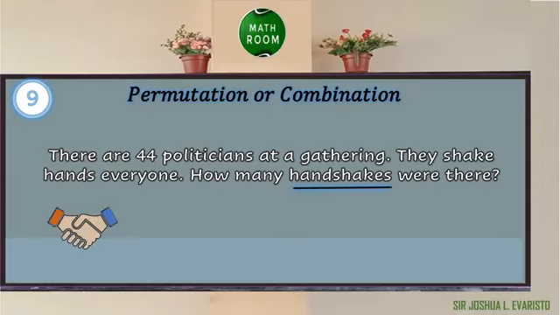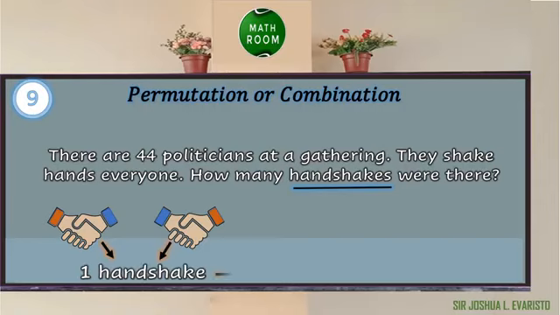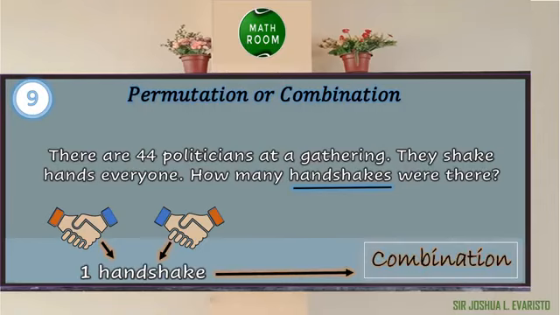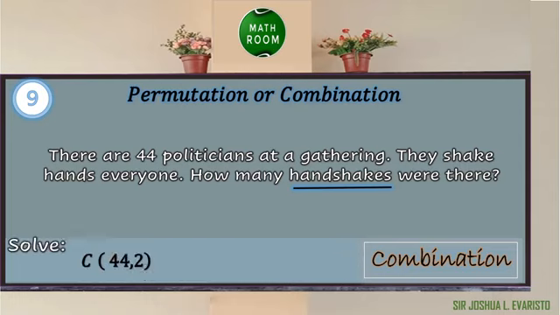Imagine that politician A shakes hands with politician B. Does it make any difference if politician B shakes hands with politician A? No, because that's just one handshake. Therefore, order does not matter when it comes to handshakes. Thus, this problem can be solved using combination of 44, 2 since we have 44 politicians and in every handshake, there are 2 people involved.